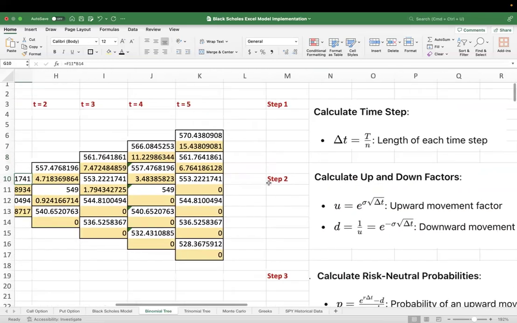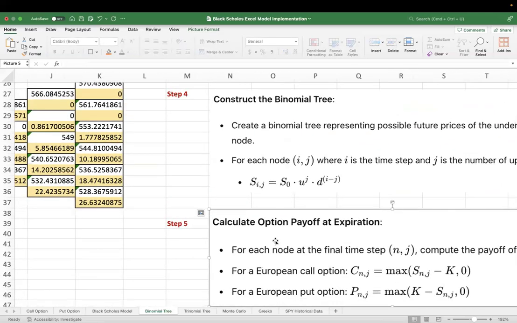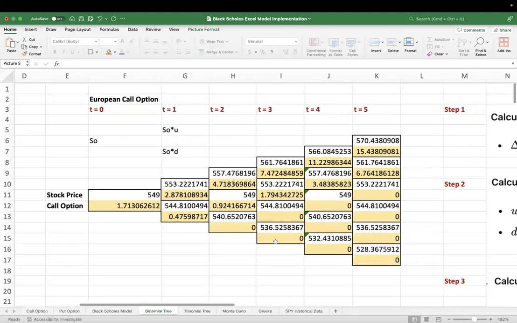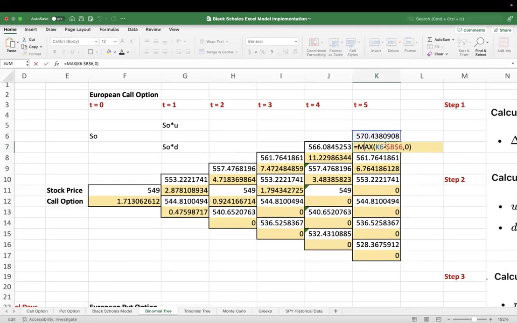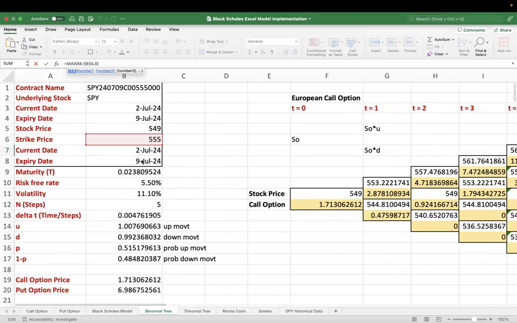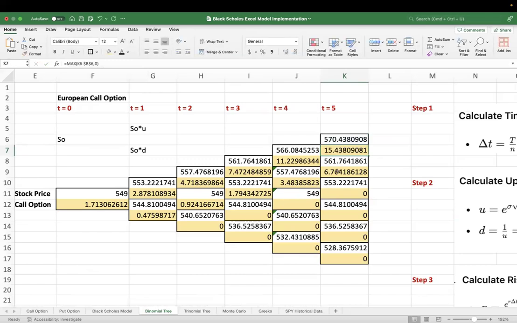We all know that once we construct our binomial tree, what was our step 5? Calculate the option payoff at expiration. So how will you calculate the option price at expiration? Simple. Maximum of S_T minus K, comma 0. This is our S_T. We know that K is 555, which is our strike price. We'll use the same formula here, here, here. At the maturity we'll use this formula, which will give you the option price at maturity.